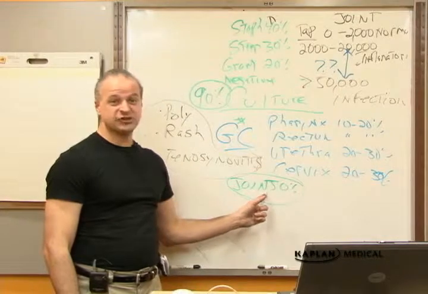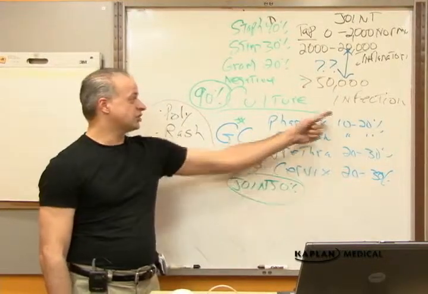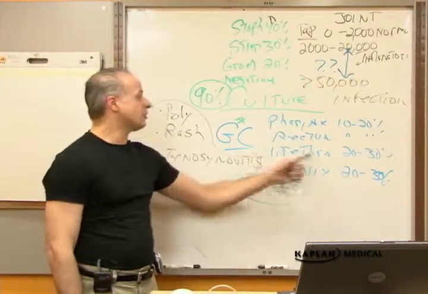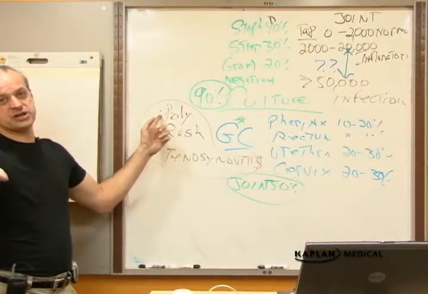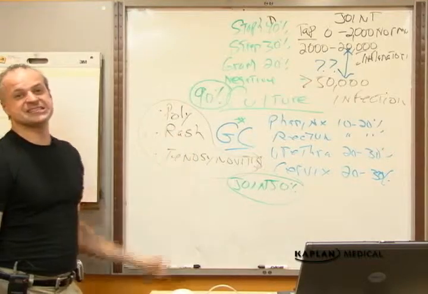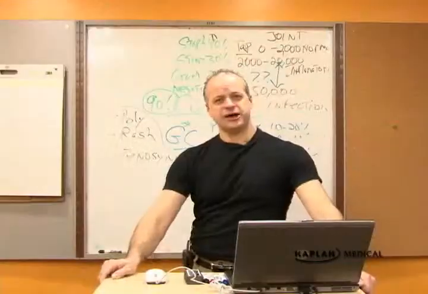Joint fluid, this is the only thing where to find a joint infection, you culture up and down and all around. What will tell you to get this? These things. Polyarticular migratory, tenosynovitis, and a petechial rash.